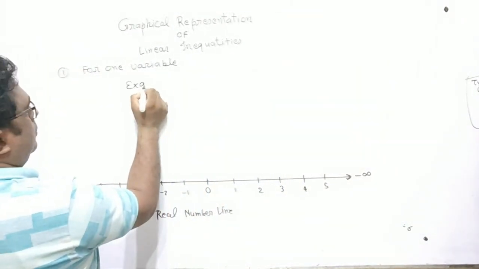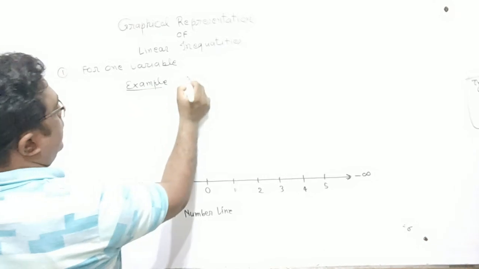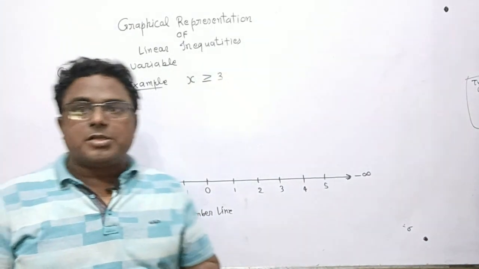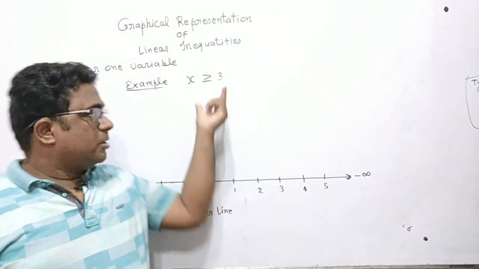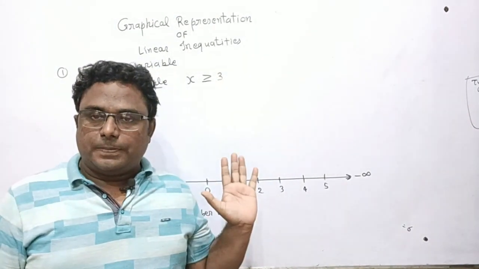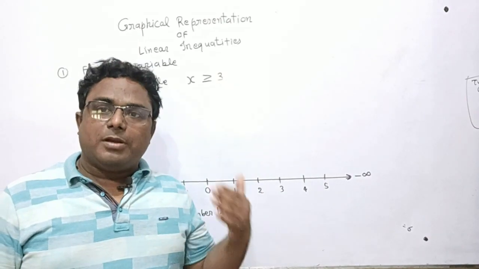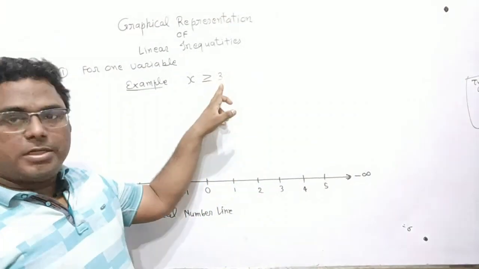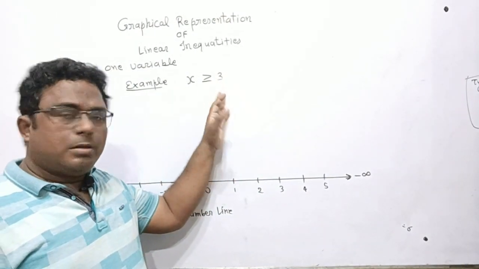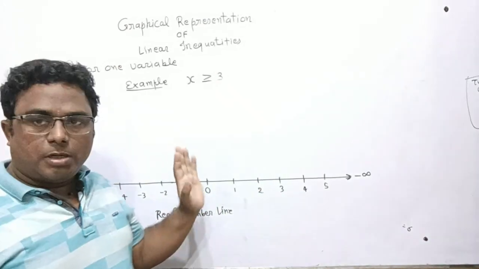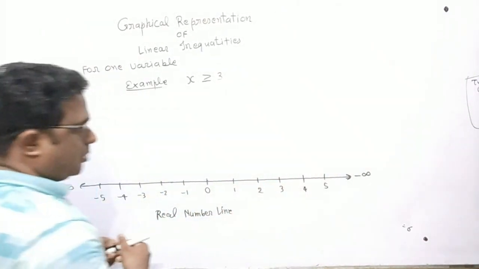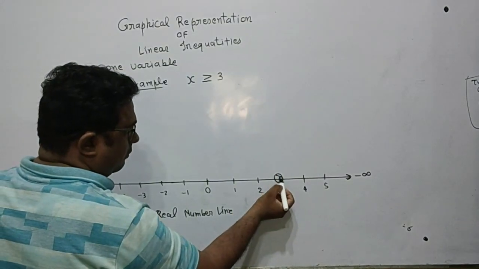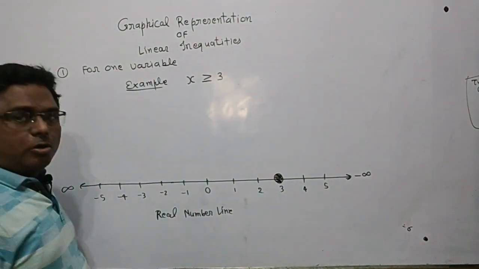Suppose I give you x greater than or equal to 3. So here what is the variable? X is the variable, and this definitely has one variable. So how will we draw the graphical representation of this inequality? First of all, you see that 3 is given in it. 3 is a real number, so you have to take 3 on the number line. We have drawn a number line, and on this number line 3 is present here. So at 3 you have to draw a filled circle.